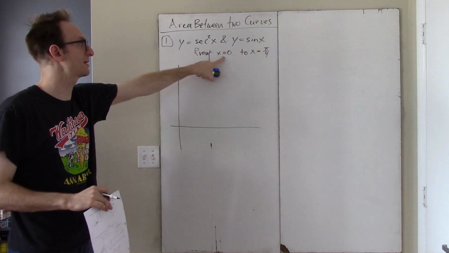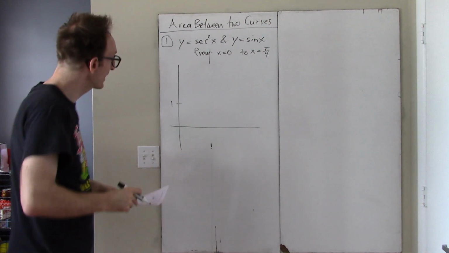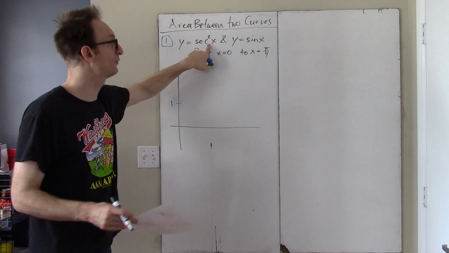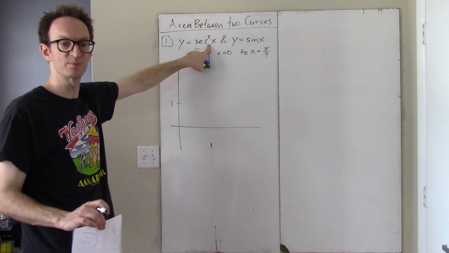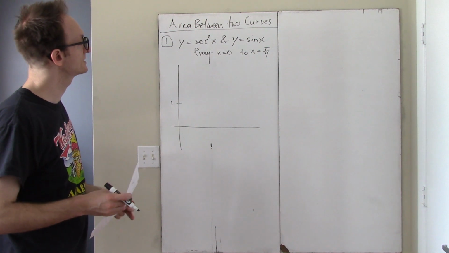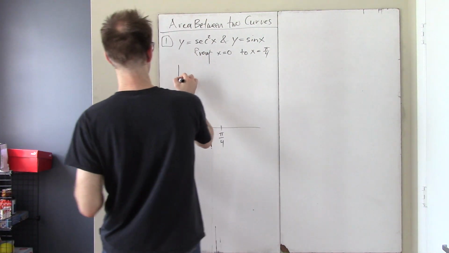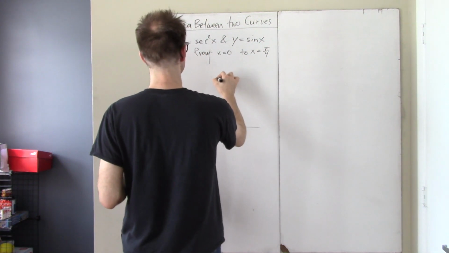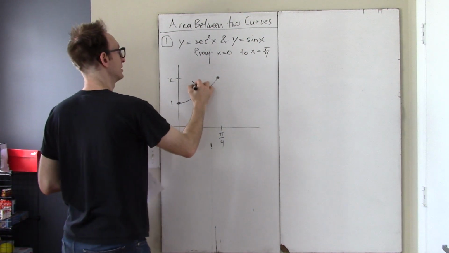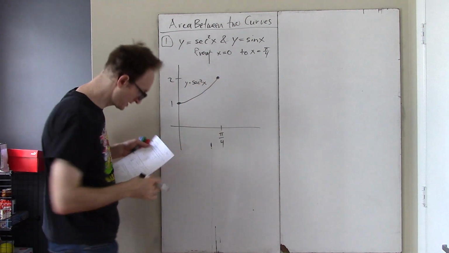If you plug in 0 to secant squared, secant of 0 is 1, so we're up here at 1. And if you plug in pi over 4, cosine of pi over 4 is root 2 over 2, so 1 over that is just root 2. Therefore, secant squared of pi over 4 is 2. So here's pi over 4, and up here is 2. Boom. And so secant squared kind of looks like that. I shall now label this y equals secant squared x. That wasn't too hard.